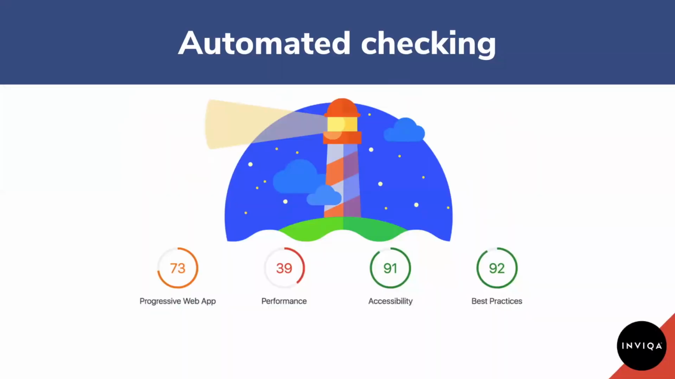This is an example of one of those tools. This is Google Lighthouse that gives you a score, which is, again, great for understanding. One number usually speaks to everybody in the team. However, it is possible to build a page with a perfect Lighthouse score that will not be accessible.